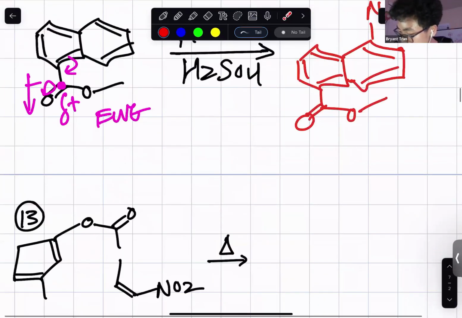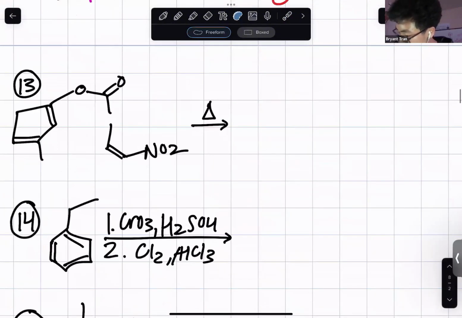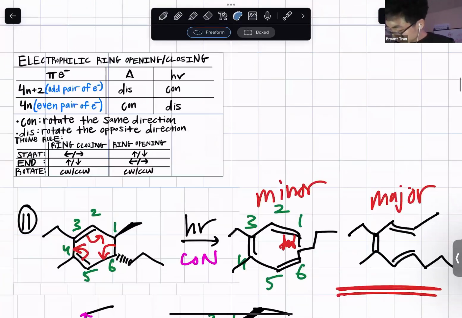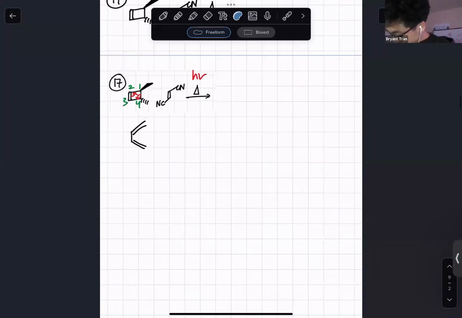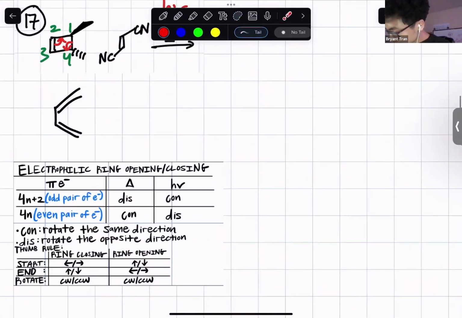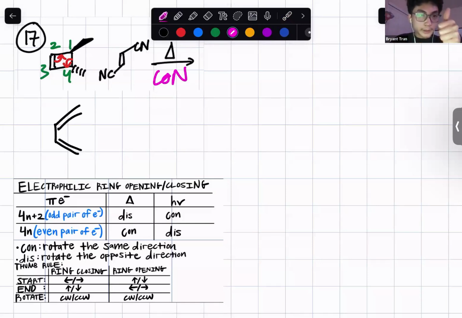That's going to be, what is it? Let me copy and paste the table down here for ring opening, ring closing. Right? So this right here is going to be even pair, heat, conrotatory. So let's do the thumb rule. Ring opening. 1 thumb is going up, 1 thumb is going down, because we have 1 dash, 1 wedge.